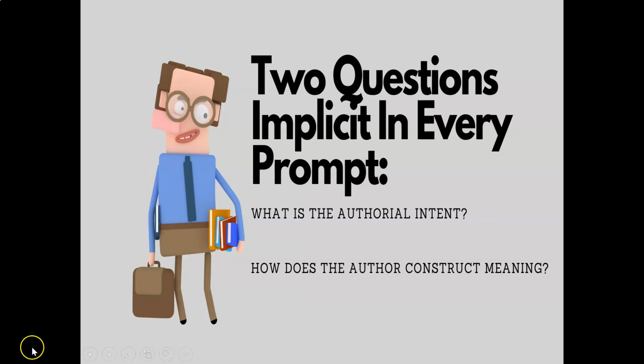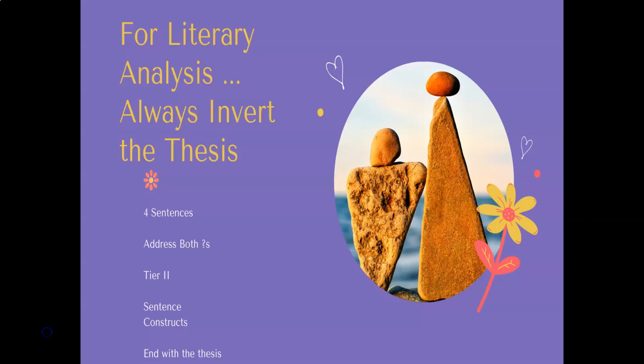I've done a lot of presentations in the past, some webinars and other little appearances online, where I've broken down the fact that if you take a look at College Board prompts, in particular the FRQ1, FRQ2 for the literature exam, and then the rhetorical analysis for the Lang exam, these two questions are manifest in every prompt. So what is the authorial intent, and how does the author construct meaning?